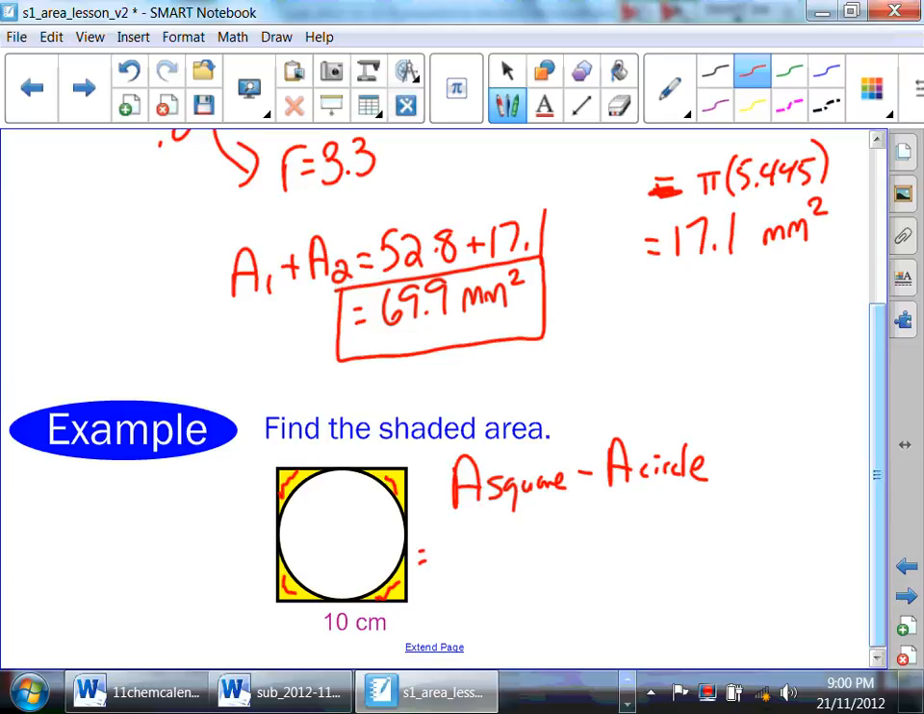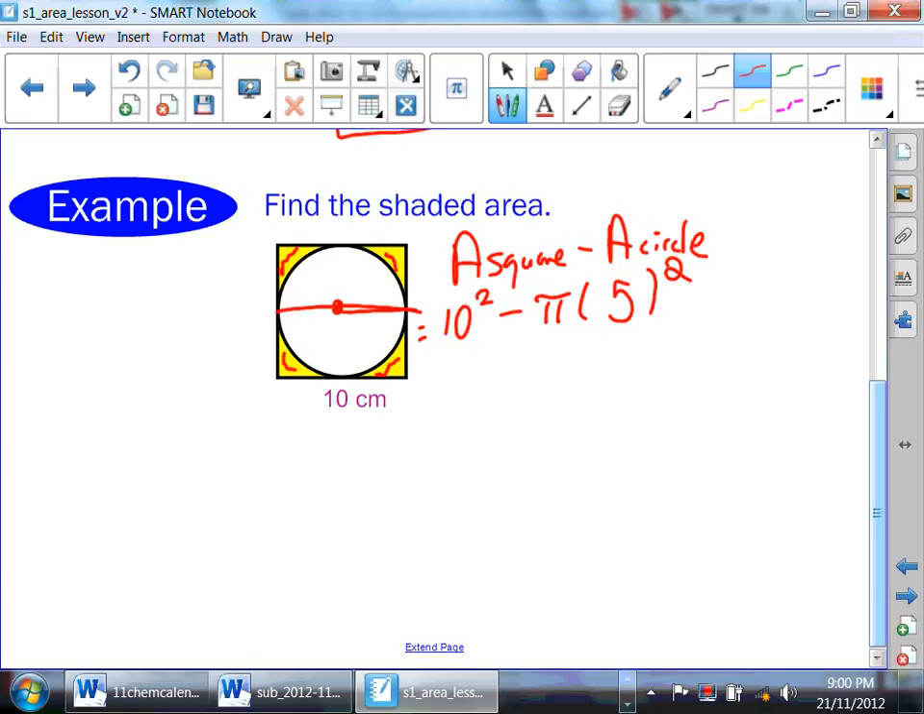So the area of the square is just going to be 10 squared. The area of the circle is going to be pi times the radius squared. Now the radius isn't going to be 10 because that's the diameter. It's going to be half of that. So it's going to be 5. So it's going to be 5 squared. So 10 squared is 100. 5 squared is 25 times pi.